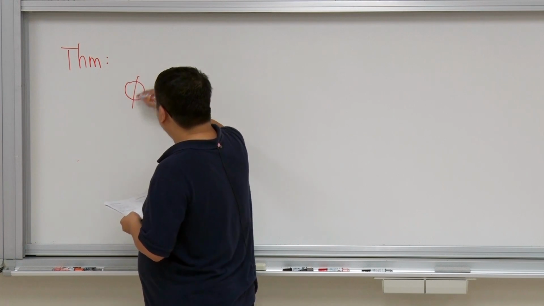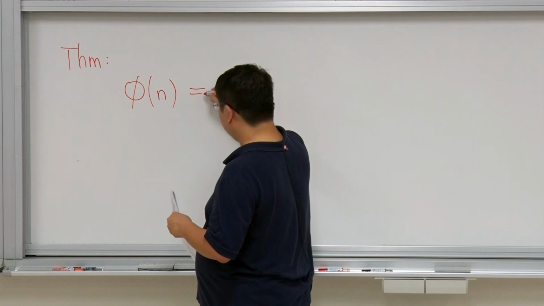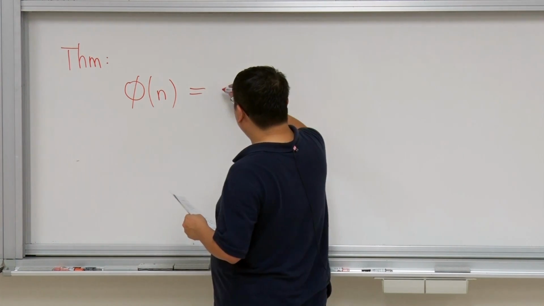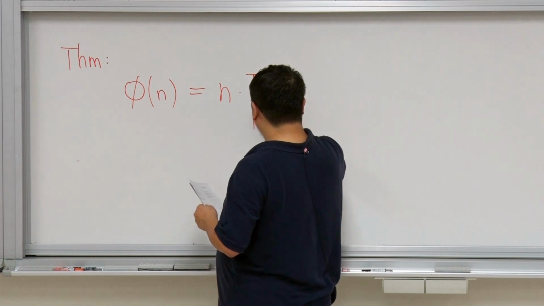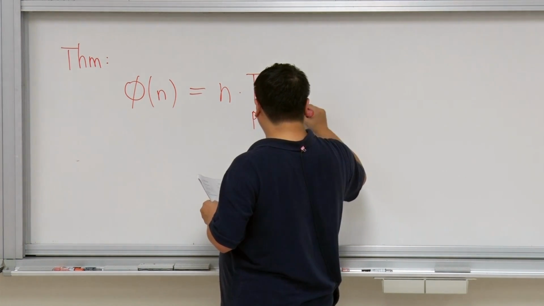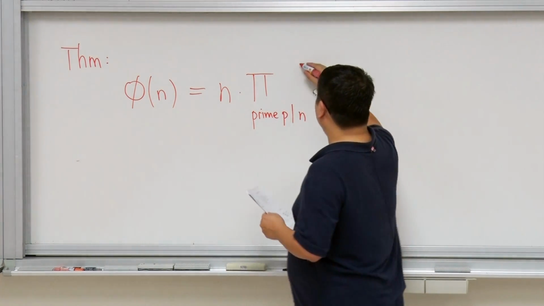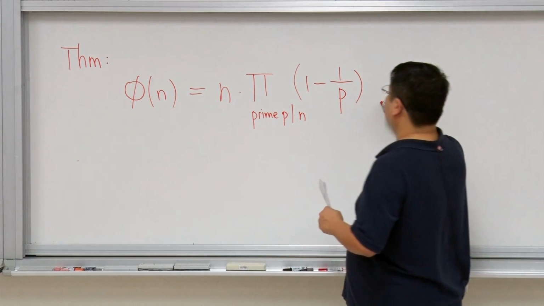Phi of n is equal to n times the product over primes p that divide n of 1 minus 1 over p. Is that okay?